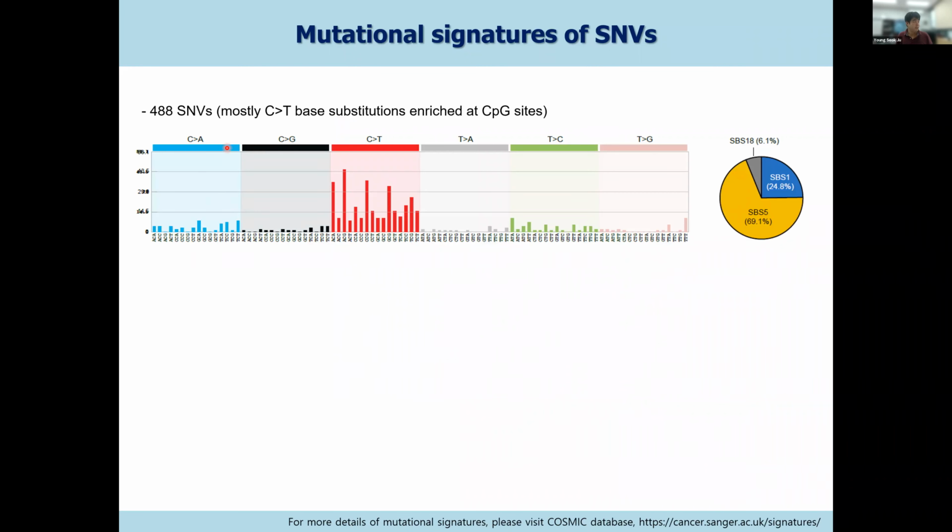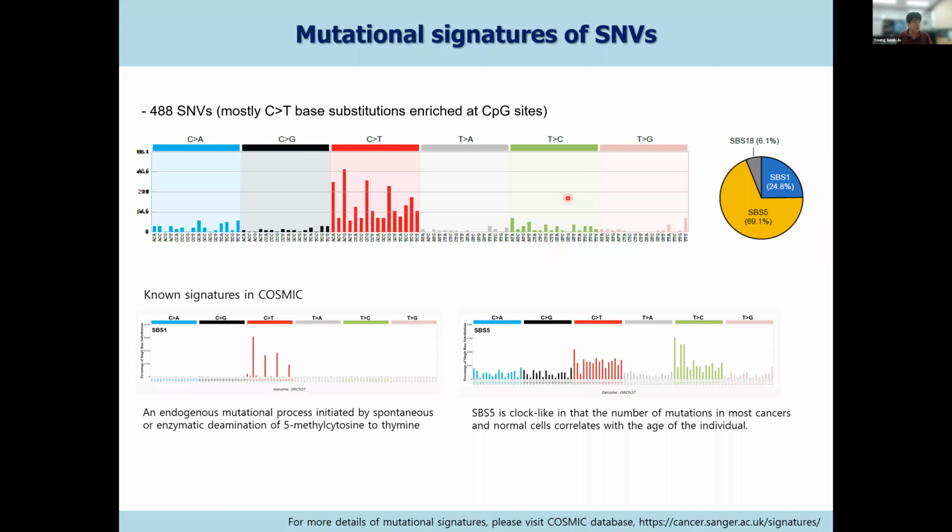From the around 500 early embryonic base substitutions, we can observe the mutation signature. Most of the mutations are C to T, and many of them are T to C. From the mutation signature analysis, we identified that our mutational spectrum can be explained by 2 dominant mutation signatures already known and deposited in COSMIC databases. The first is signature 5, the second is signature 1. The proportion of signature 5 is around 70%, and signature 1 is around 25%. Those 2 signatures are driven by endogenous mutation processes rather than carcinogen exposure.